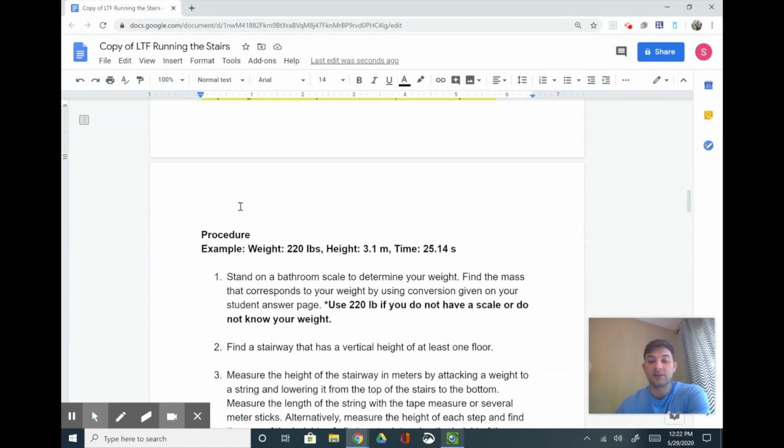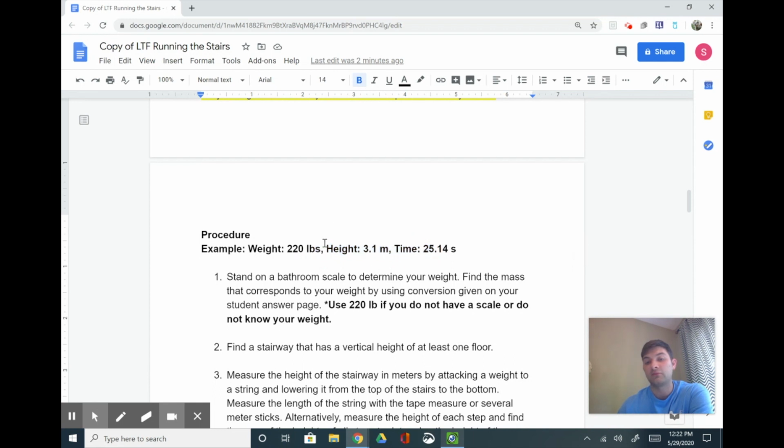Obviously during this time, we would do this lab, but we don't have access to that. So I actually weighed myself, ran up some stairs at a pretty good pace, timed myself, and got the height of the stairs as well. If you don't have access to stairs, then use these values right here.